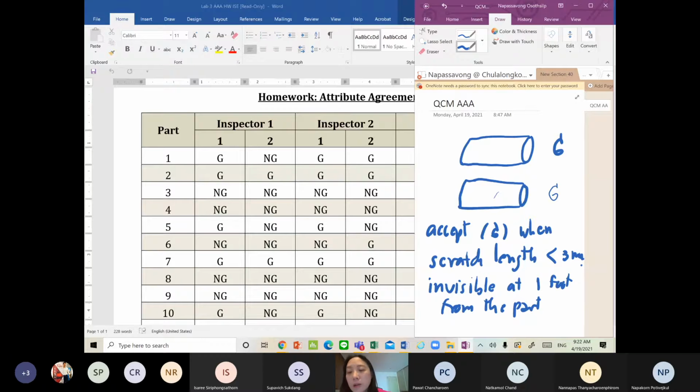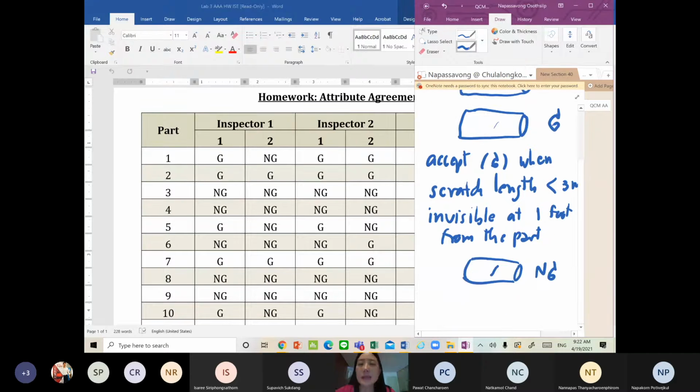But if the scratch is long and thick, it's NG. So the difficulty is that the inspector has to be well trained about the standards to distinguish between good parts and bad parts. They have to really understand the standards.